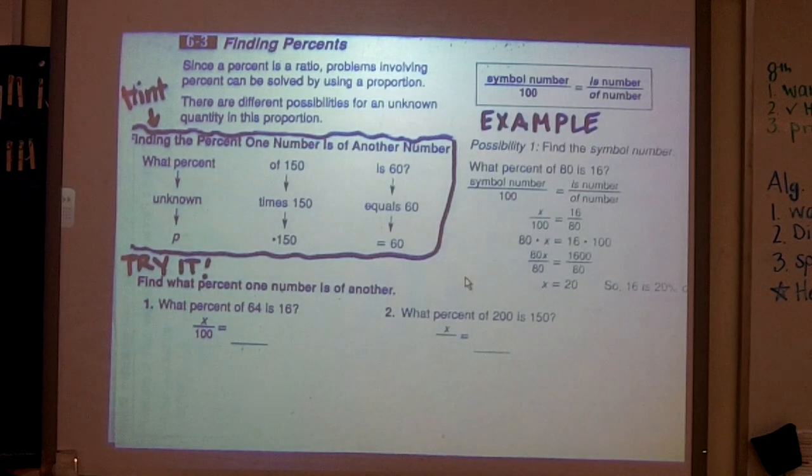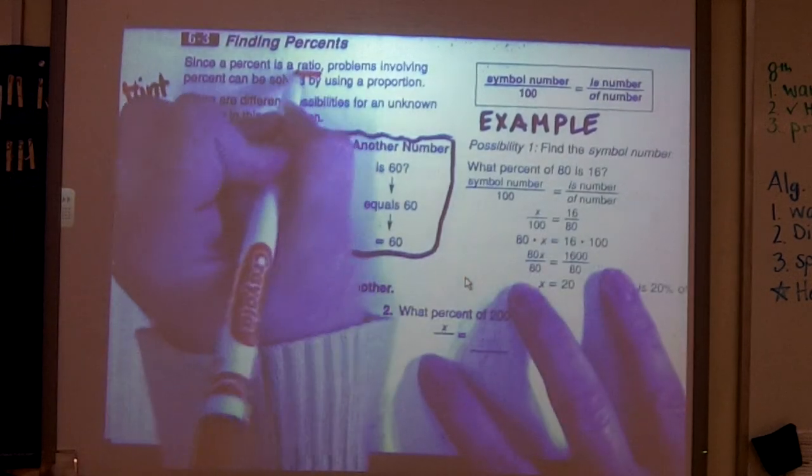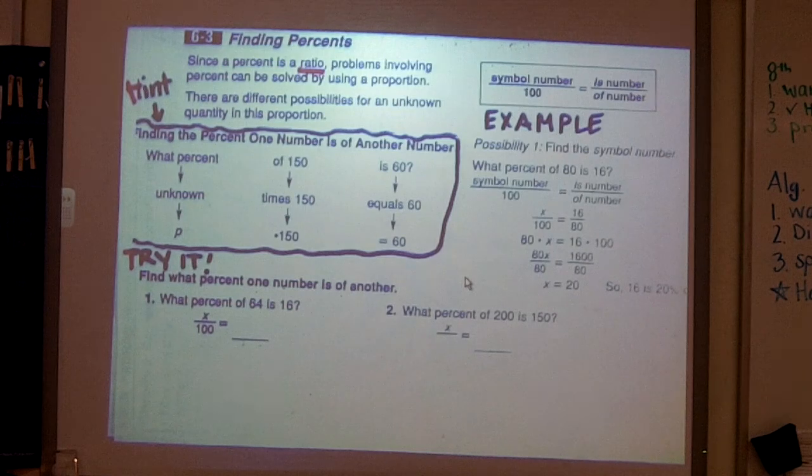Since a percent is a ratio, this is important, a ratio, which means it can be used in fraction form. Problems involving percent can be solved by using a proportion. There are different possibilities for an unknown quantity when you work with proportions. We've talked about that. If you think back to the shadow problems, we solve for a shadow, we solve for a height. So that is different. But there is one proportion that works for all of them.